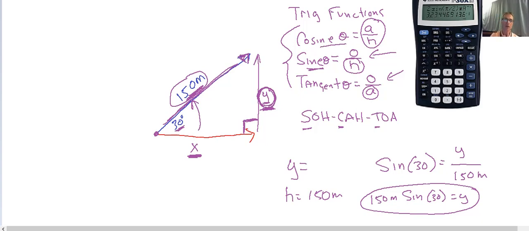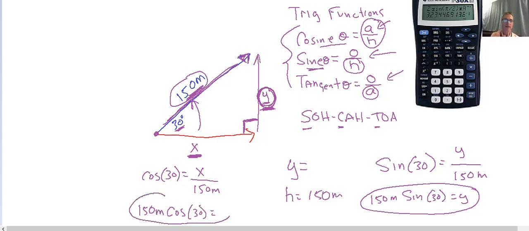All right, so cosine of 30 degrees, and cosine is abbreviated cos and sine is abbreviated sin. Cosine of 30 degrees is equal to the adjacent divided by the hypotenuse. So the adjacent side, x, divided by 150 meters. If I want to find x, it's just going to be 150 meters times the cosine of 30 degrees, and that's going to equal some value.